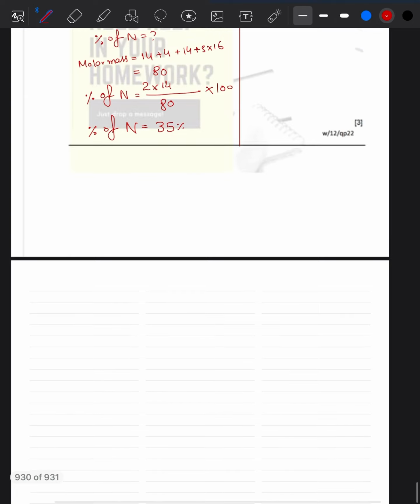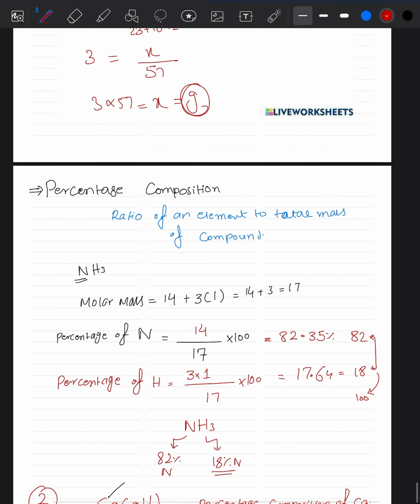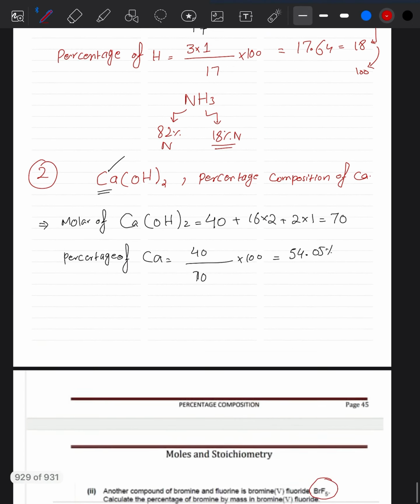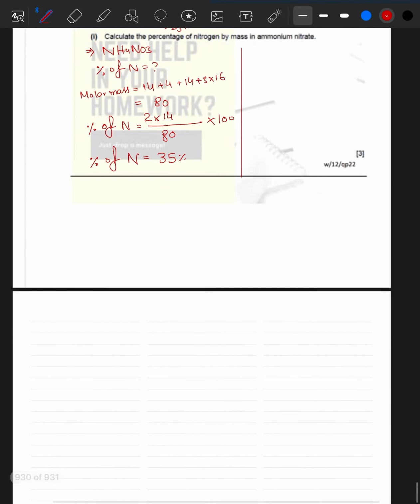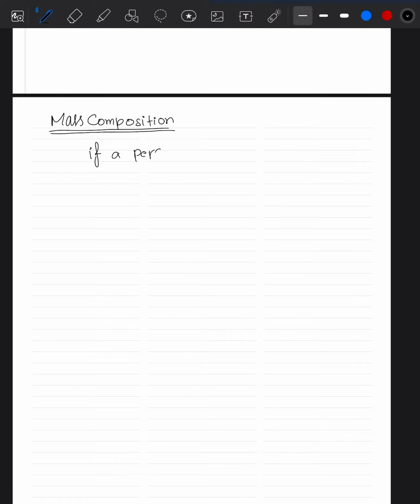And the next thing is mass composition. First we have studied percentage composition, the second thing is mass composition. This is the same thing as percentage composition, but there is only one difference. Most of the time in the paper they ask about the percentage composition. Mass composition is rarely given in the question. We will learn this concept by an example.